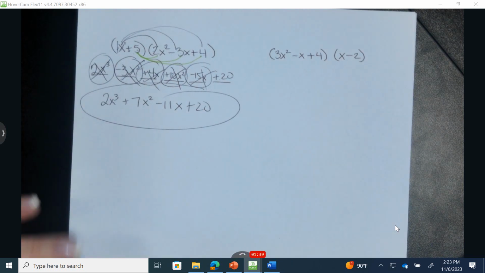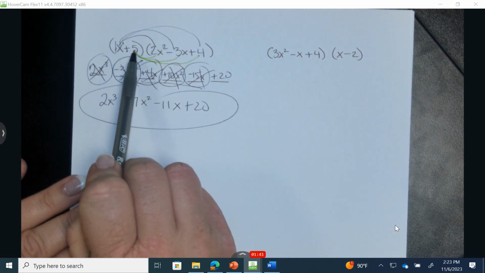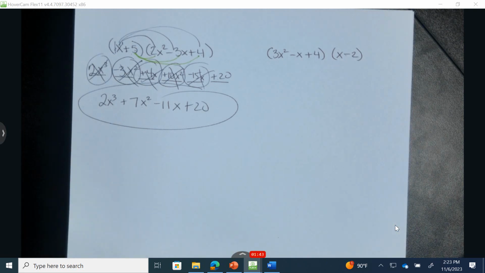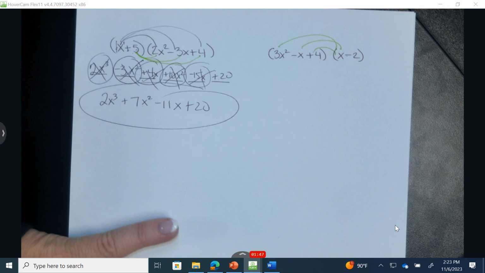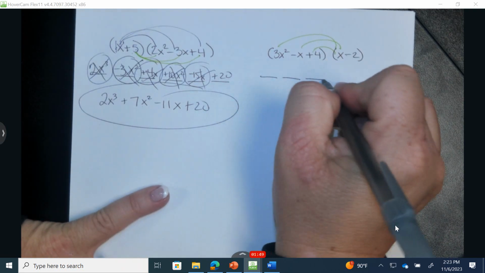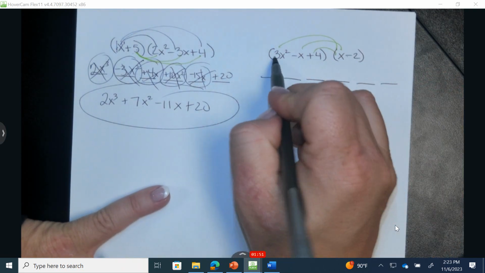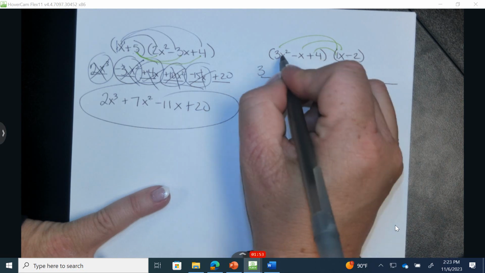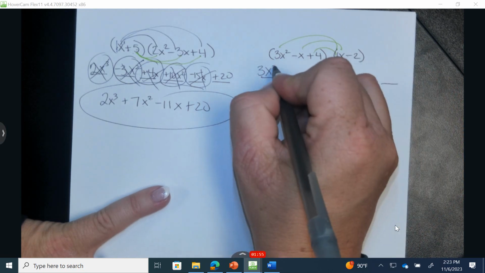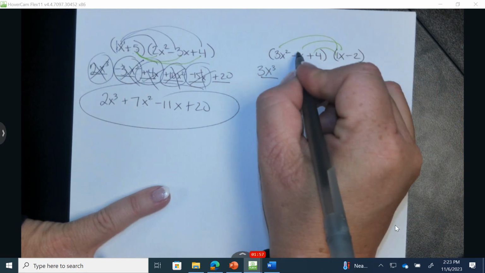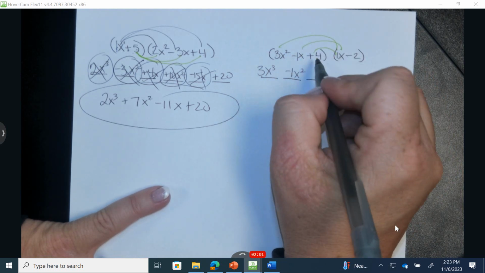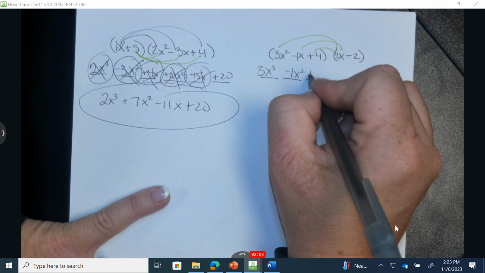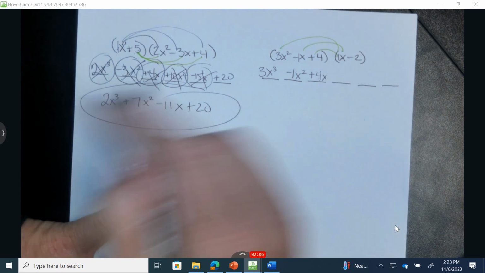Okay, let's do the same concept, but instead of having a binomial in front, now it's in back. So let's start with these 3 rainbows. 3 times 1 is 3, and there's 3 x's. Negative 1 times 1 is negative 1 with 2 x's. 4 times 1 is 4 with 1x.